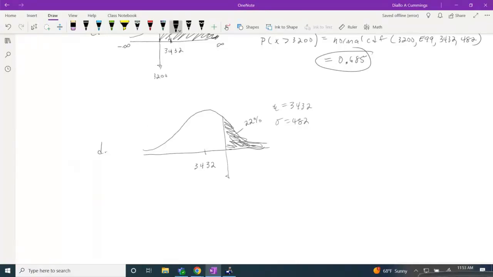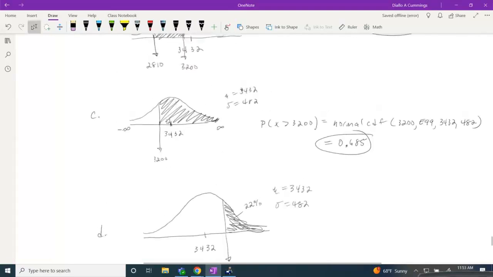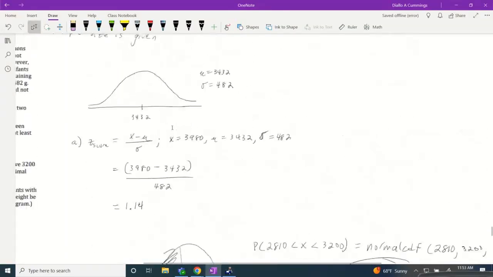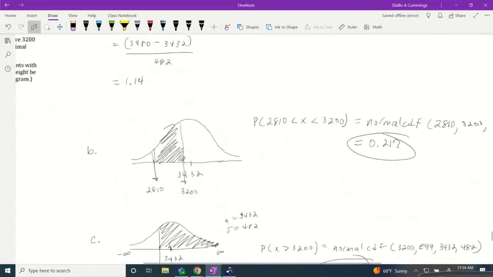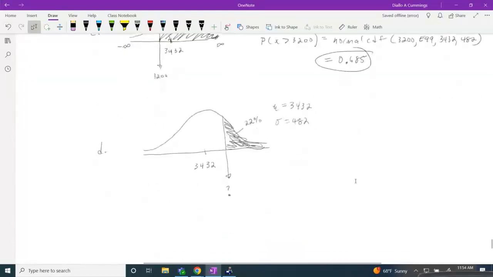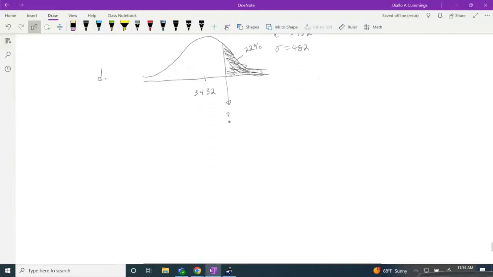So how can I find this X value? It's like we're doing it in reverse. We were given the area, right? And if you're given an area, you can actually find a probability, right? Because a probability is area. But here we're given a probability, we want to find the X value. So I'm going to introduce a new function. It's called the inverse normal function.